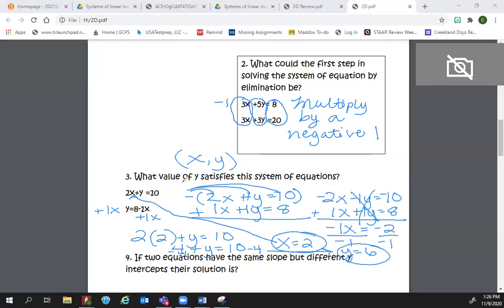So my answer is 2, 6, but in my question it says what value of y satisfies the system of the equation. I would say which number? 6. Good job. So you see how I still solved it? Okay, good.